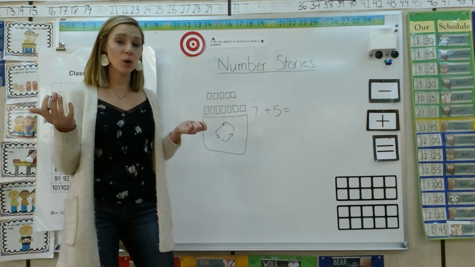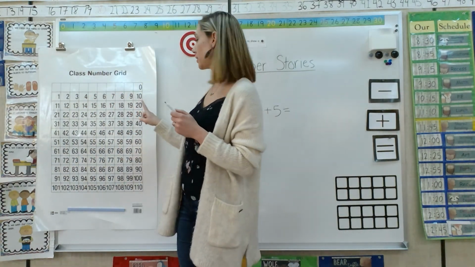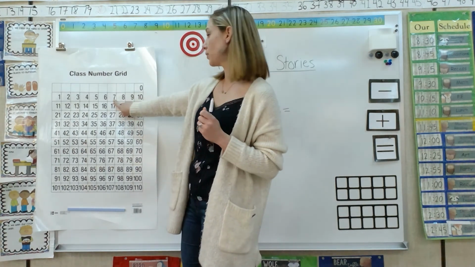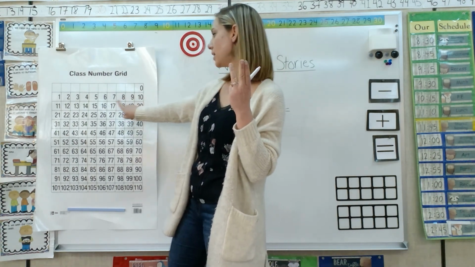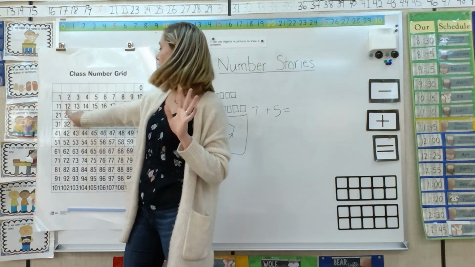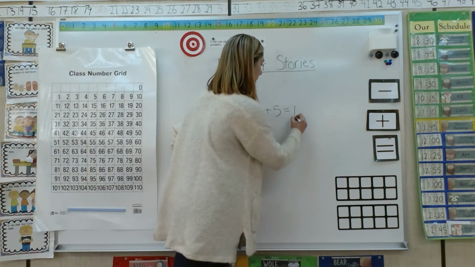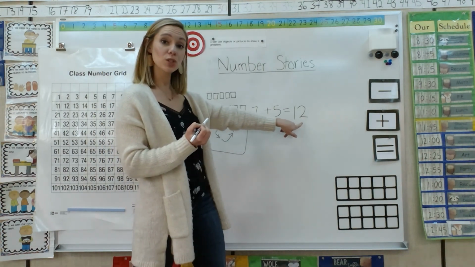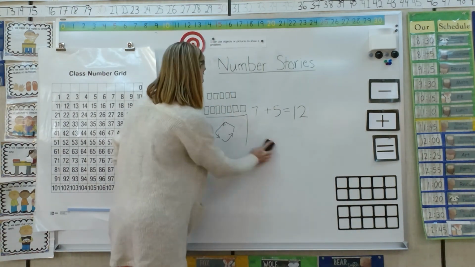Maybe this time we can count on from 7 using our number grid. So let's see, here's 7. Let's count on 5. Ready? 8, 9, 10, 11, 12. So 12 is the answer to our problem. 7 plus 5 equals 12. Great job. All right, one more story, okay?